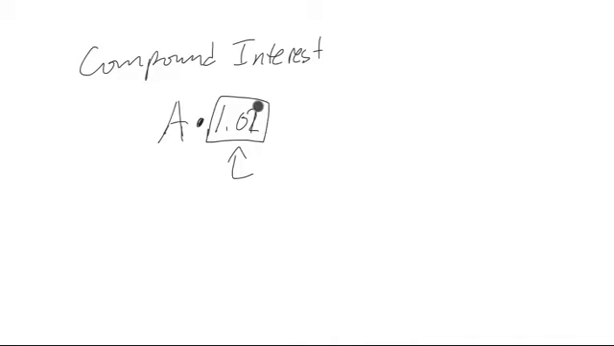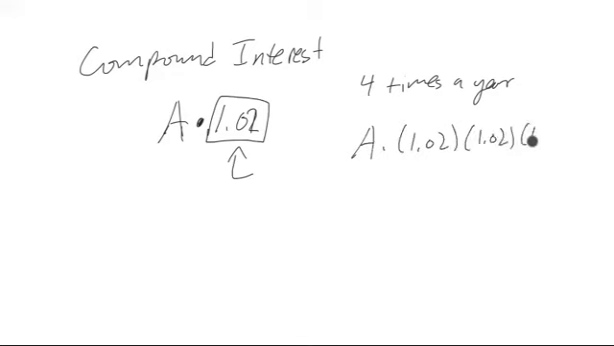Well, we're going to be compounding a certain number of times a year. Suppose that we want to compound 4 times a year. So we want to multiply by something 4 times. Let's suppose we are multiplying by 1.02 4 times a year. So A times 1.02. So in 1 year, you would have multiplied by 1.02 4 times. So you'd multiply it by, so A times 1.02 to the 4th power. And that's what happens after 1 year.